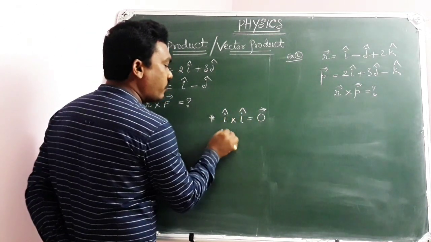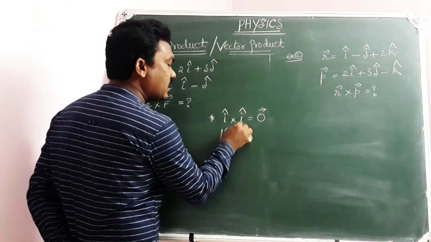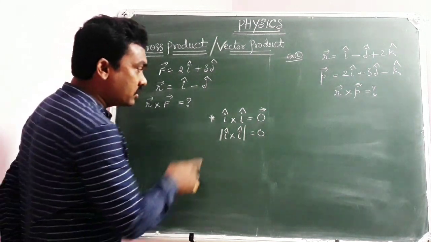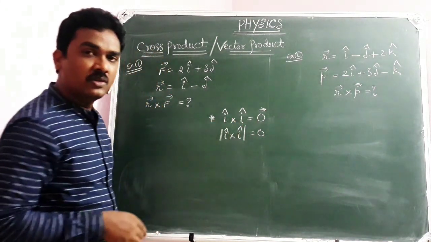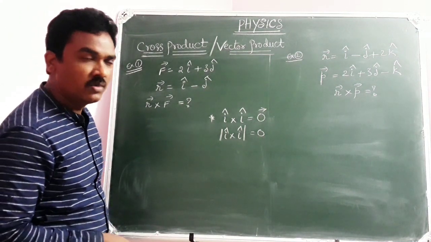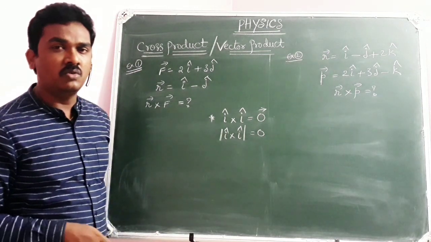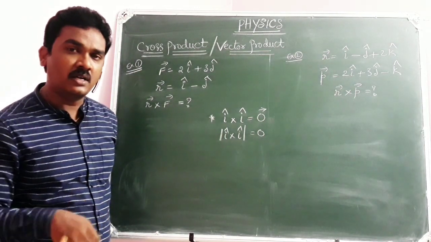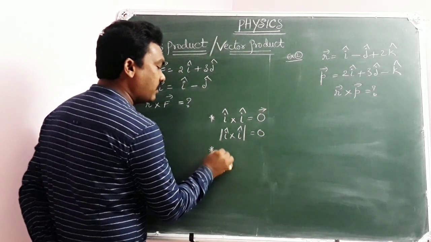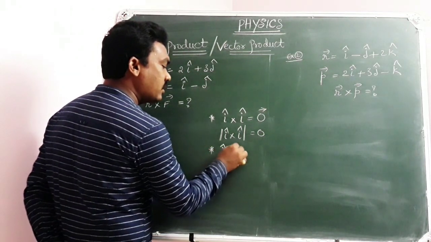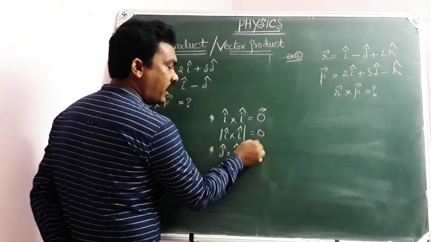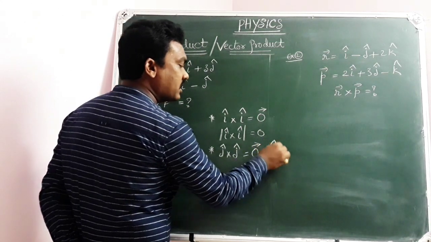Of course, the modulus of I bar cross I bar is equal to 0 magnitude. Why? Because it is I cap cross I cap, the cross product between the same vectors which are in the same direction, which will be 0. Like that, A bar cross A bar equals 0, B bar cross B bar equals 0, C bar cross C bar equals 0. Similarly, J cap cross J cap is equal to 0 bar, and of course K cap cross K cap.